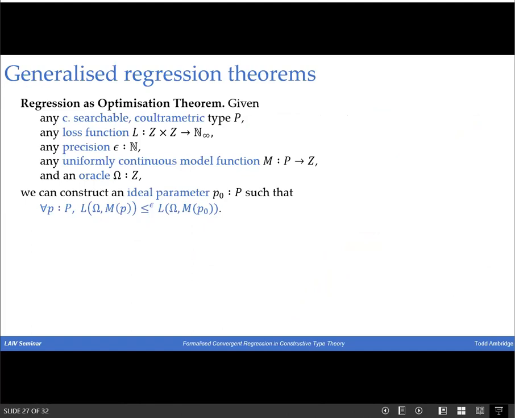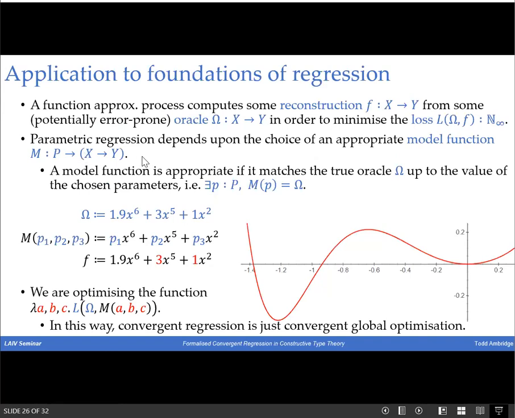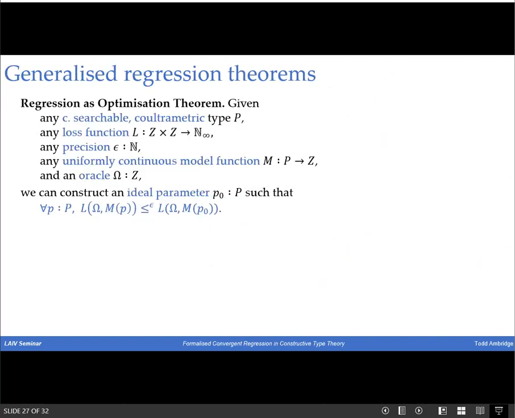So the parametric type here is searchable. That's the key part of it. Then we have the loss function, any precision level, and any uniformly continuous model function. What's weird here is, what's Z? Well, Z is X to Y, because as I said, it's general. We don't even require the thing we're trying to approximate to be a function if we don't want it to be. It could be like just trying to learn a value, like a simultaneous equation. It's intended to work on functions, but it's general. We can use it on any sort of type.